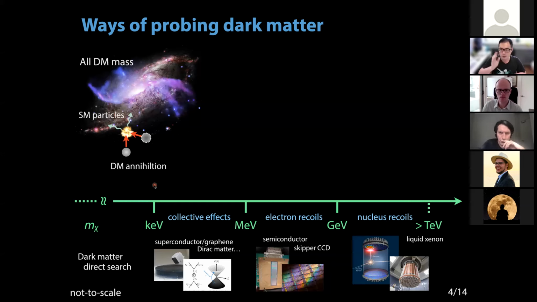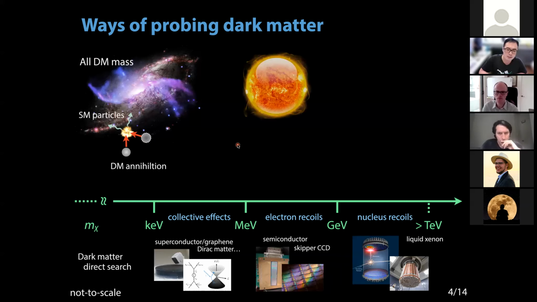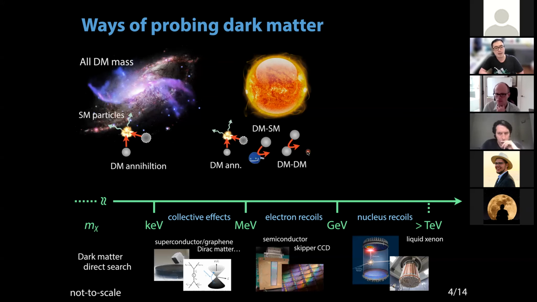So if we want to probe other types of dark matter interaction, we have to look for other targets, such as our sun. Our sun is not only sensitive to the dark matter annihilation, it is also sensitive to dark matter background interaction, dark matter self interactions.